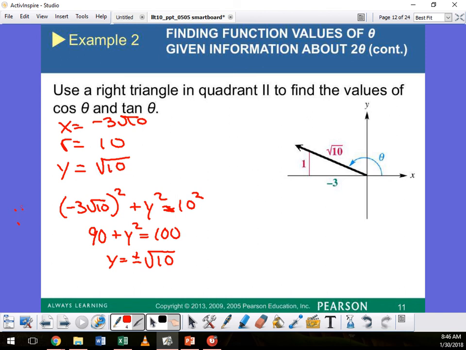So my six trig functions come out to be, I already have cosine, so sine theta is going to be rad 10 over 10, right? Yes? Yeah. Okay. Tan theta. So it's going to be this over this, right? So it's going to be rad 10 over negative 3 rad 10. Now, on this one right here, because they are the same top and bottom, I can cancel out my rad 10s, right? So this just gives me what? Negative 1 over 3.